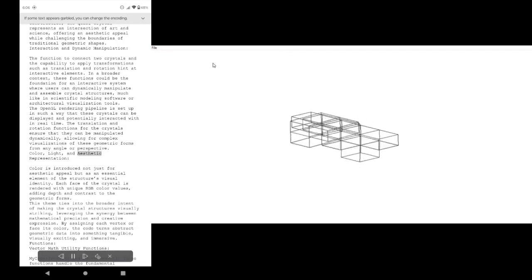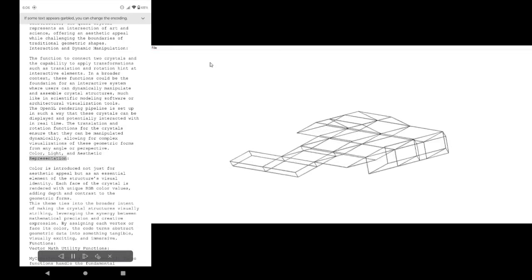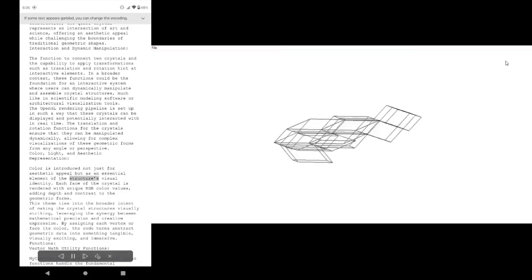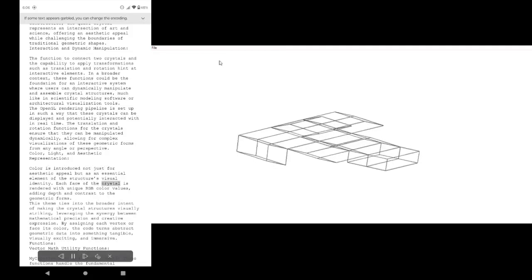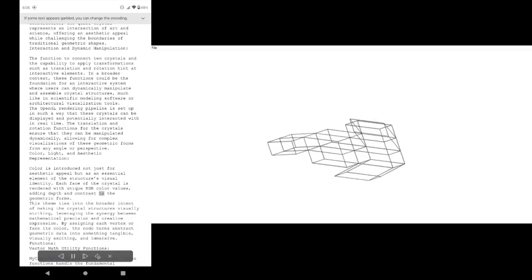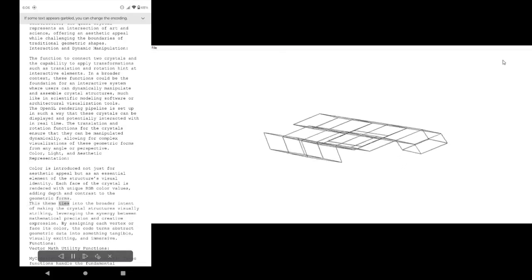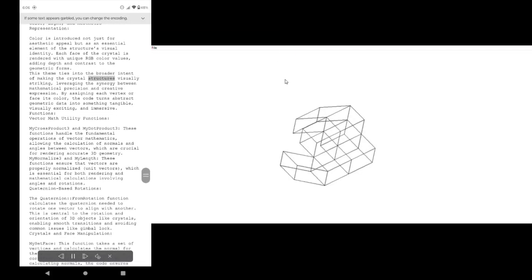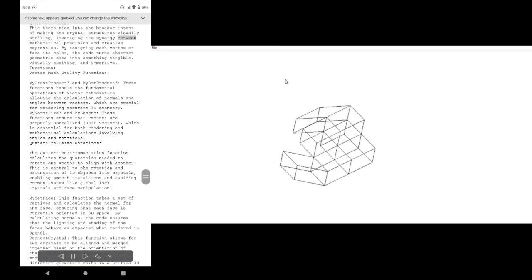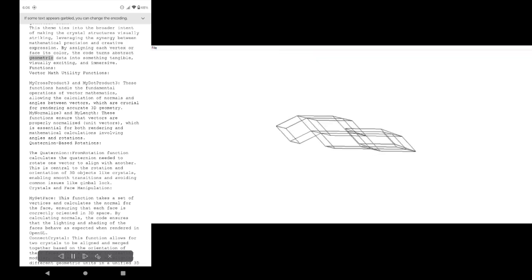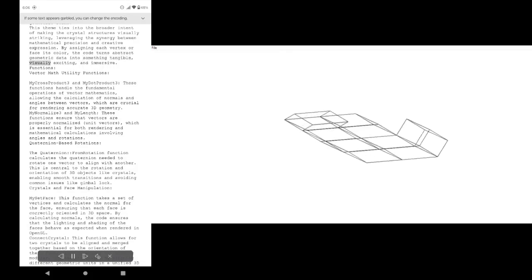Color, light, and aesthetic representation. Color is introduced not just for aesthetic appeal, but as an essential element of the structure's visual identity. Each face of the crystal is rendered with unique RGB color values, adding depth and contrast to the geometric forms. This theme ties into the broader intent of making the crystal structures visually striking, leveraging the synergy between mathematical precision and creative expression. By assigning each vertex or face its color, the code turns abstract geometric data into something tangible, visually exciting, and immersive. Functions.